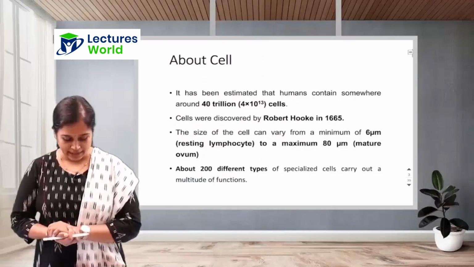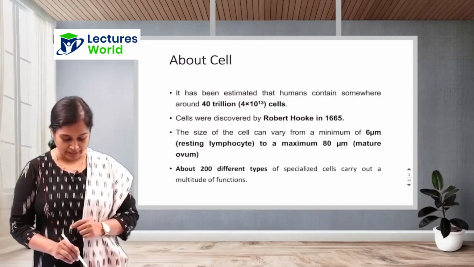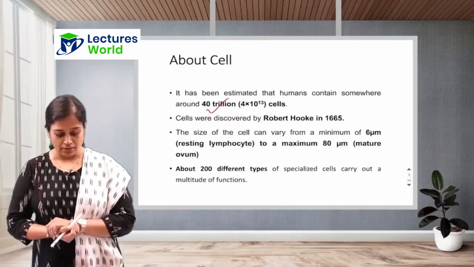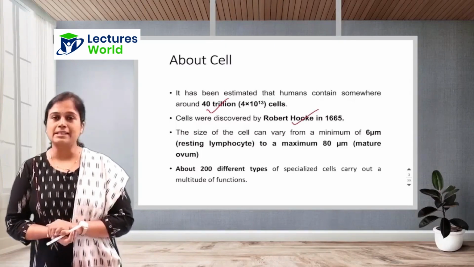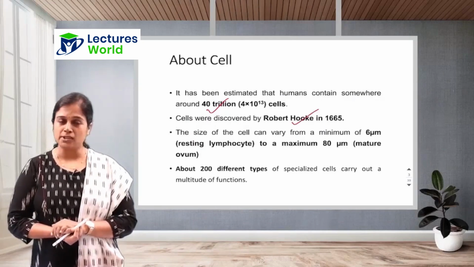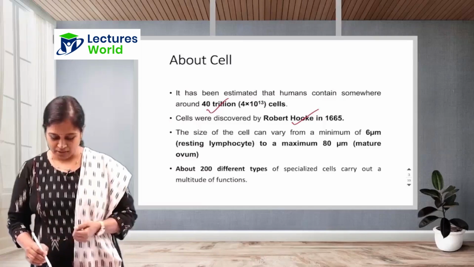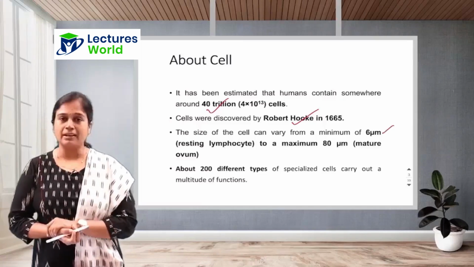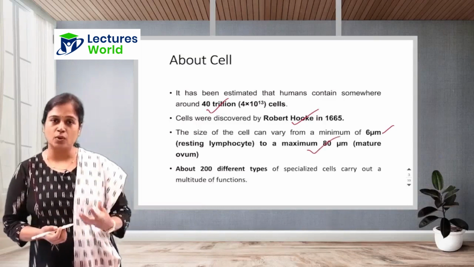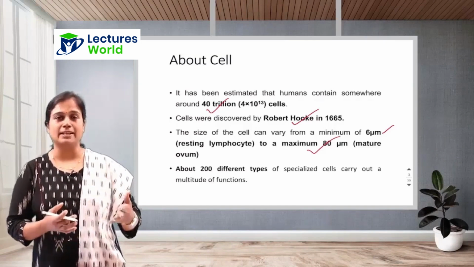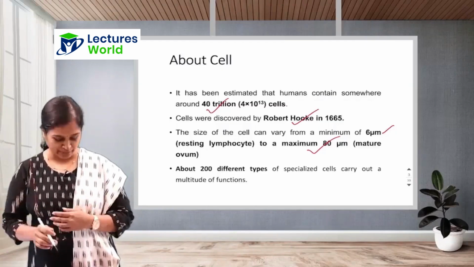More about the cell: it has been estimated that humans contain around 40 trillion cells. Cells were discovered by Robert Hooke in 1665. If we talk about the size of the cell, it ranges from a minimum of 6 μm in resting lymphocytes to a maximum of 80 μm, which is the mature ovum size. So the size of cells varies from 6 μm to 80 μm.